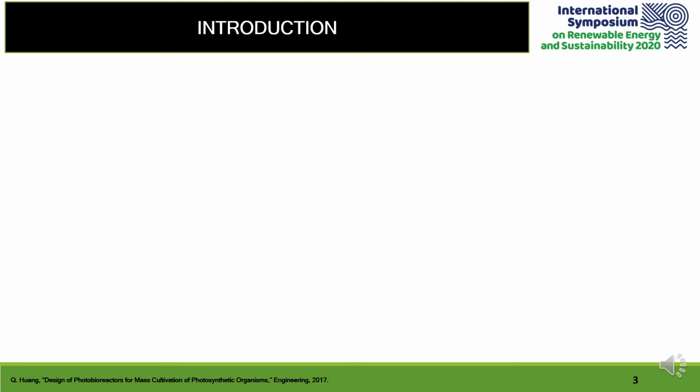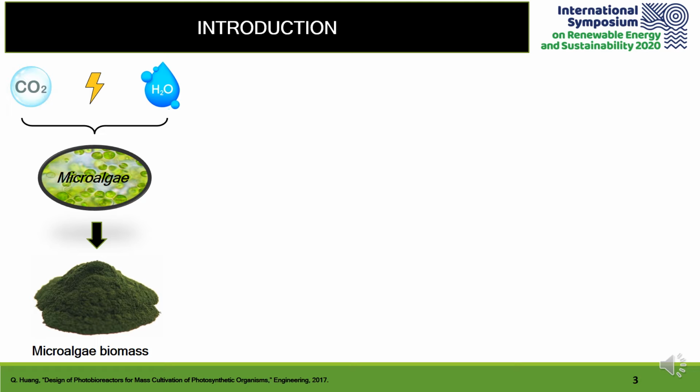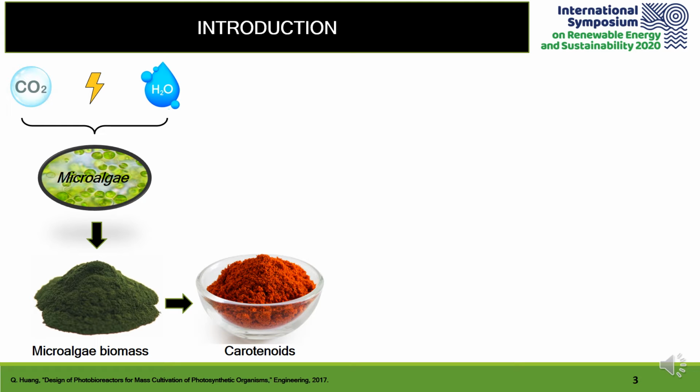Introduction. Microalgae are photosynthetic microorganisms that from sources such as light, natural or artificial, carbon dioxide, and water are capable to produce microalgal biomass with a high level of metabolites. Among these metabolites, the carotenoid pigments have significant relevance. This has increased the development and optimization of new technologies to microalgae culture.